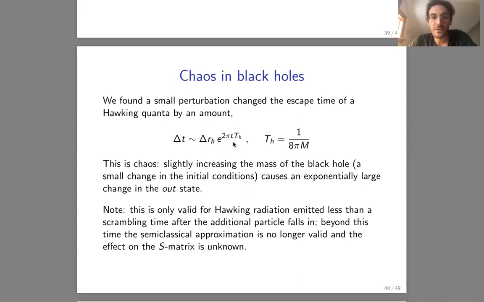Why is it an exponentially large change in the outstate? Because if you're an observer standing on the outside, you were expecting a certain sequence. Suppose each Hawking quanta carries some information, spin up or spin down. You're expecting some sequence of information coming.